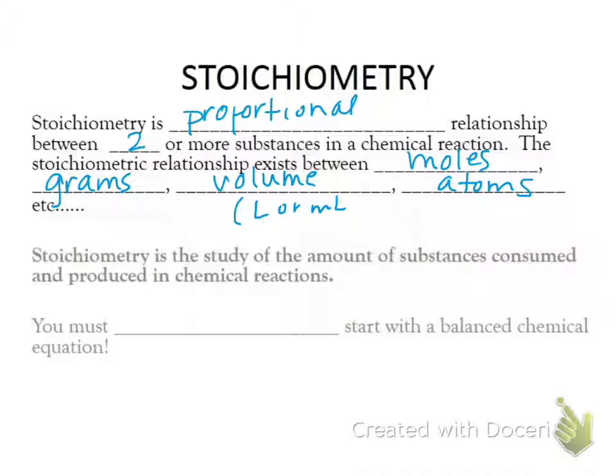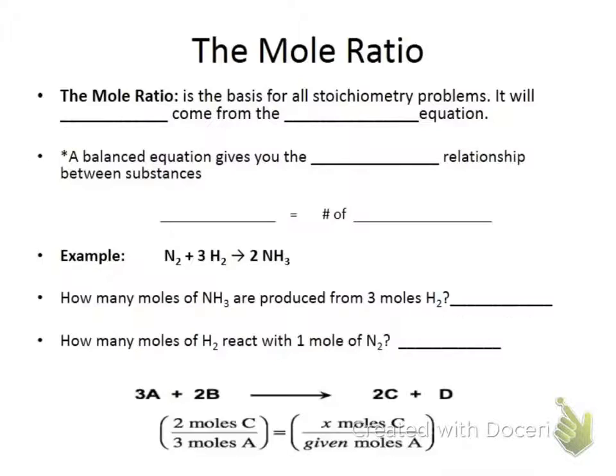Okay, so stoichiometry is the study of the amount of substances consumed, and you must always write this big and bold. You must always, always, always start with the balanced equation. We're actually going to write that about 3 or 4 times because it's so important. You cannot do a stoichiometry problem and get the correct answer if you do not balance the equation. So what the mole ratio is, it is the basis for all problems. Again, it will always come from the balanced equation.